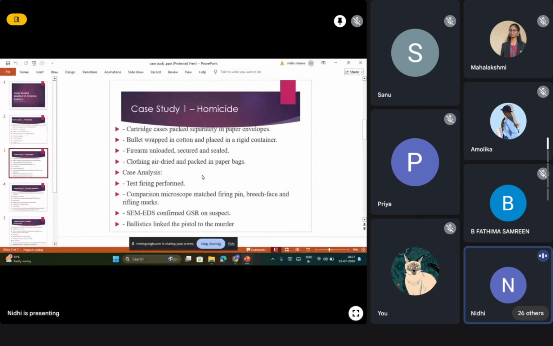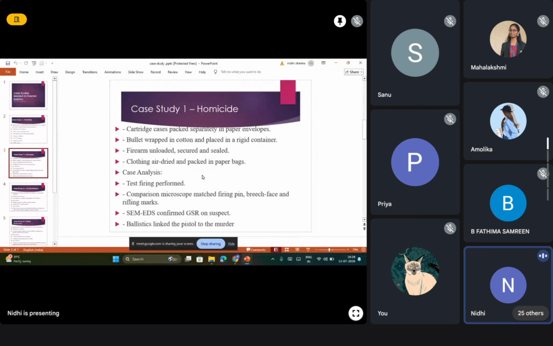Why are we not keeping all 3 cartridge cases in the same paper bag? Can anyone tell me? Because they can rub against each other and cause new scratches or marks. Yes, they will produce striation marks on one another. Very good. Then comes the bullet wrapped in cotton.